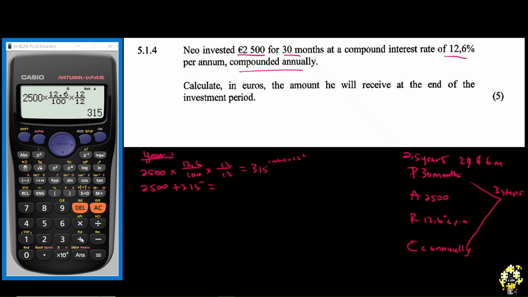So it becomes, since it's already here, we can say 2,500. It becomes 2,815. This is for year 1. Year 2, let's see what you have. Year 2, we start with what we ended with for year 1. We'll multiply it by 12 over 100. We'll multiply it by 12 over 12.